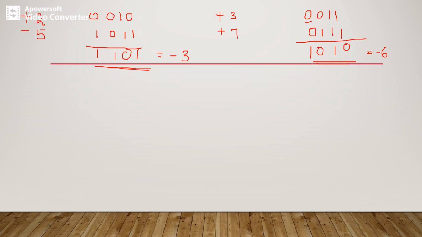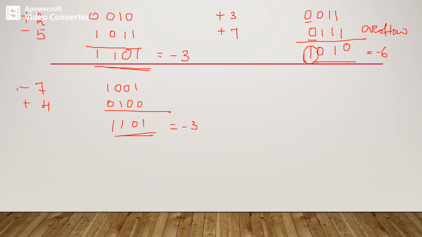So here it is positive, here it is positive, and the result is negative. So therefore overflow occurred. Similarly, we can consider the next example as -7 plus 4. -7 we can write as 1, 0, 0, 1, and +4 is 0, 1, 0, 0. So we get the result as 1, 1, 0, 1, that is equal to -3. There is no overflow.